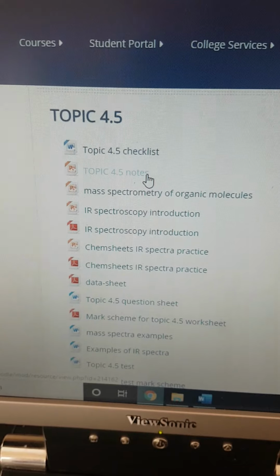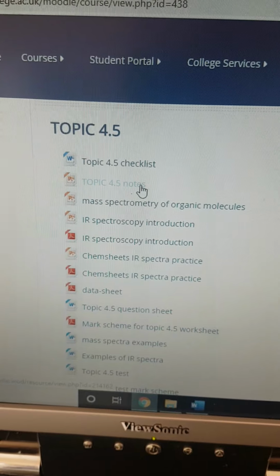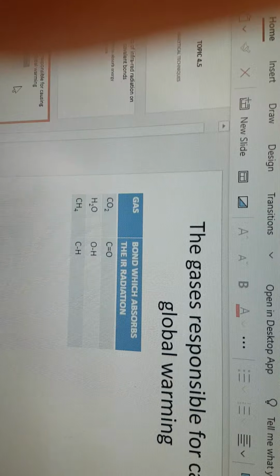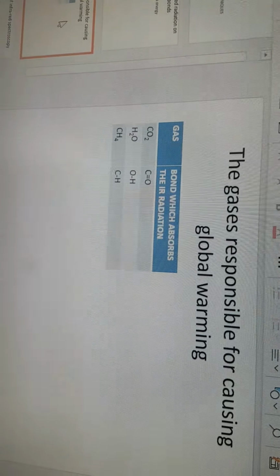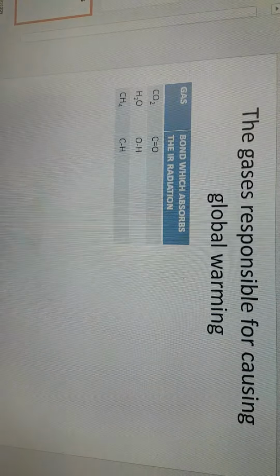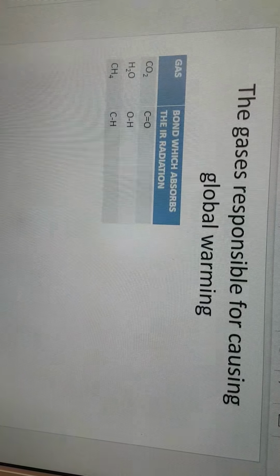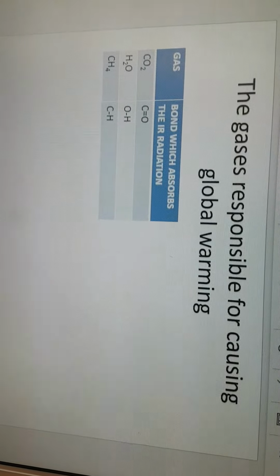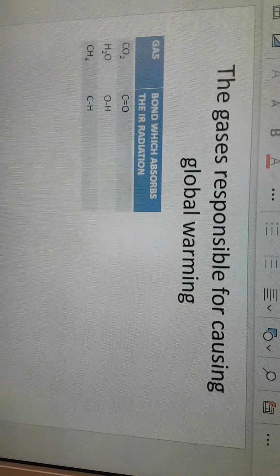Right, next thing to remind you of is that on Moodle there is a topic 4.5 notes PowerPoint, only a short one. As usual, open that PowerPoint and copy the contents, please. Now, the second slide of that PowerPoint is shown here, and it mentions three gases responsible for causing global warming. These are the three that your exam board wishes you to know about. Really, there are 5 gases responsible, but as these are the only 3 you need to remember, we'll stick to these 3 in the notes. I'll mention the other 2 in a minute anyway.